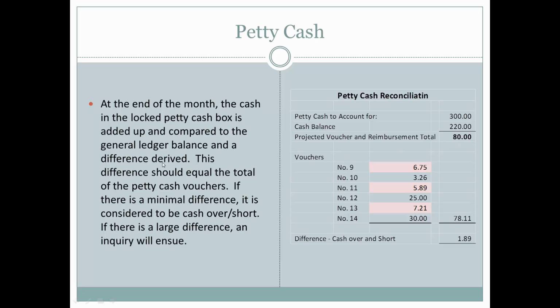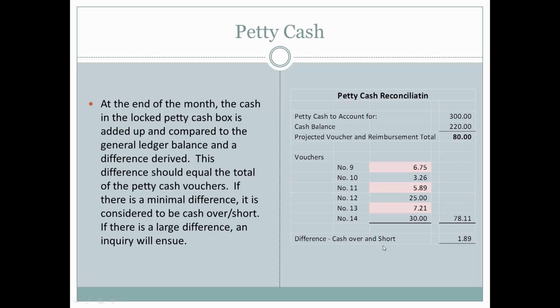Now let's look at what happens next. This difference should equal the total of the petty cash vouchers. So let's see if they did. We have voucher number 9 for $6.75, number 10, 11, 12, 13, and 14, and you should also make certain that the sequence has integrity, and that if there is one of these that is voided, it should be marked voided. So here we have all of the petty cash vouchers, and we add them up, and we see that they add up to $78.11, which doesn't agree to $80.